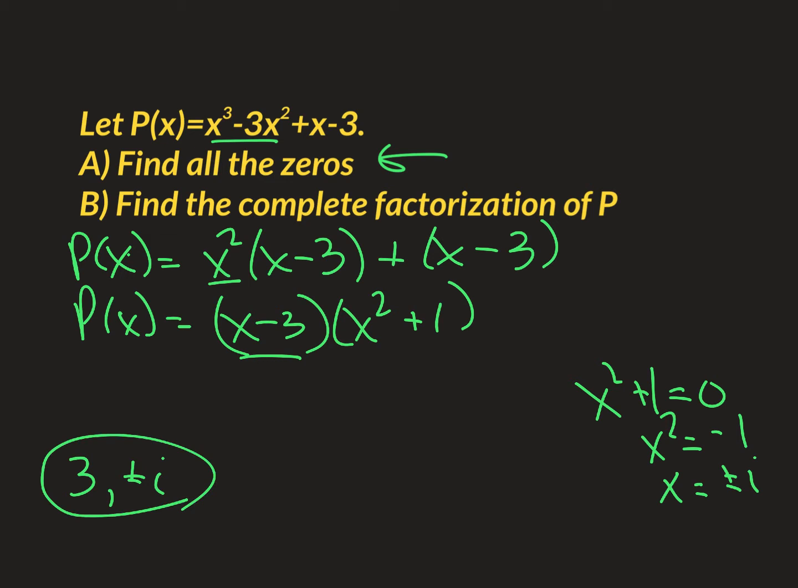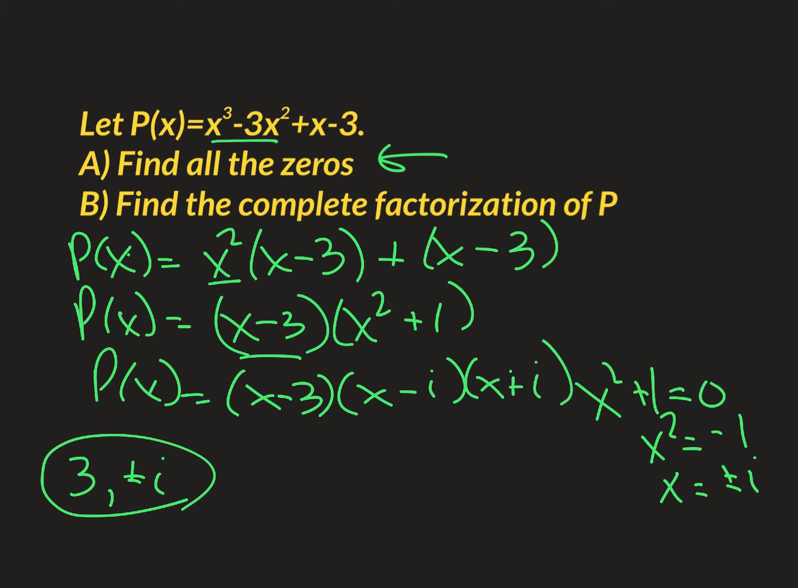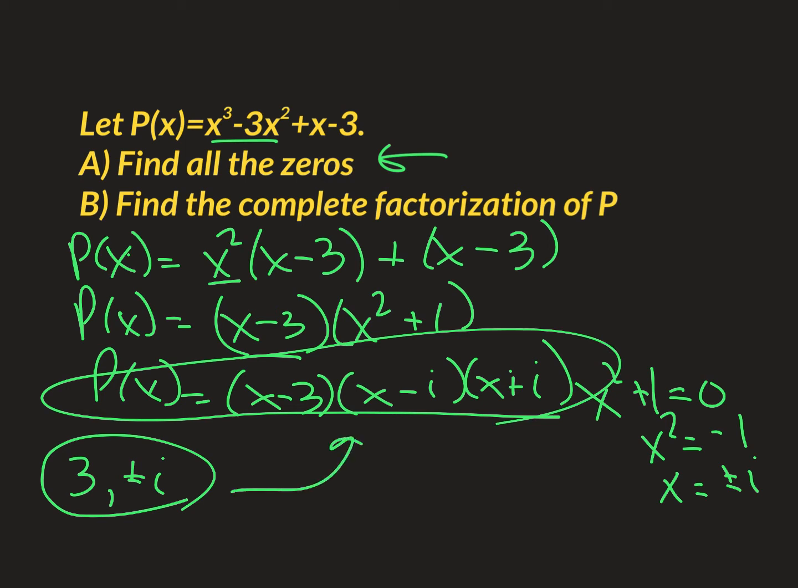Those are my zeros. So to factor completely, I'm going to keep this x minus 3, and instead of that x squared plus 1, because the zeros were i and negative i, I'm going to write it like this: x minus i, x plus i. And there it is. There's the complete factorization. So finding the zeros allows you to write the complete factorization, even though you're not used to factoring with imaginary numbers. That's the new thing.